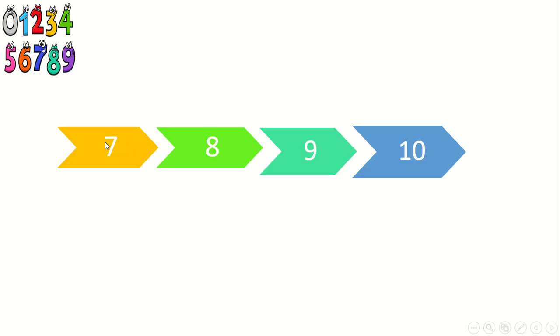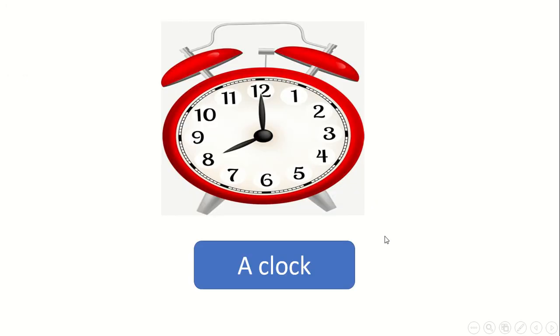Now, let's learn the new one. Here, with the orange, we have 7. Then we have 8, 9, 10. Say it, my students. 7, 8, 9, 10. Let's count from here. 10, 9, 8, 7. What number is it? 9. What about this? 7. 8. Excellent. This one? 10. Excellent. Great.